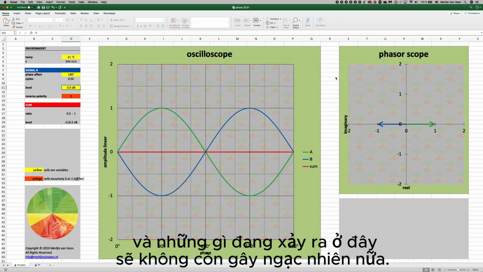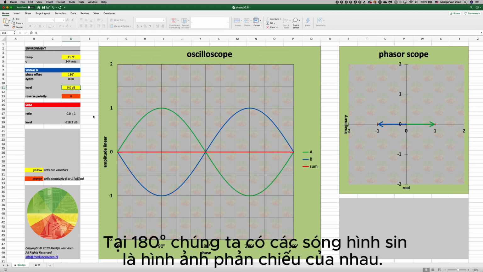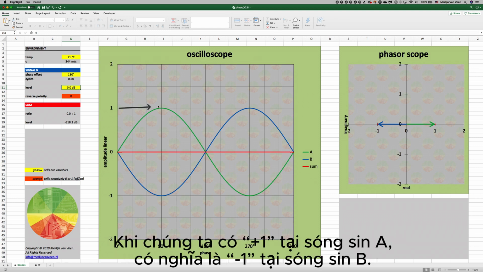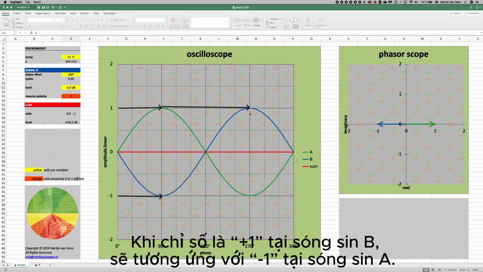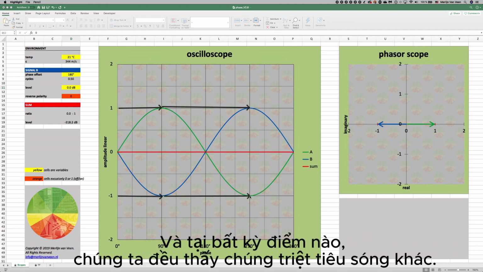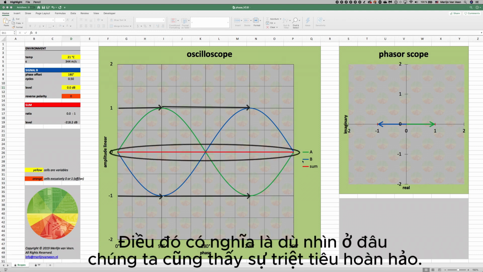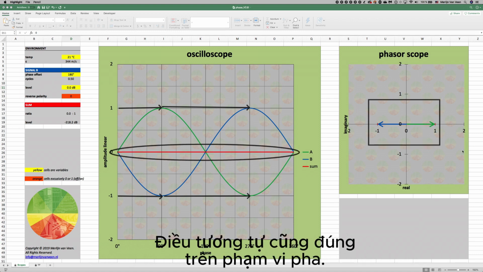And surely what is happening over here should no longer come as a surprise. At 180 degrees, we have sine waves that are mirror images of each other. When we have +1 in sine wave A, it meets -1 in sine wave B. When we have +1 in sine wave B, it meets -1 in sine wave A. And wherever we look, we see them cancel each other out, and that means that no matter where we look, we see perfect cancellation. Same is true on the phasor scope.